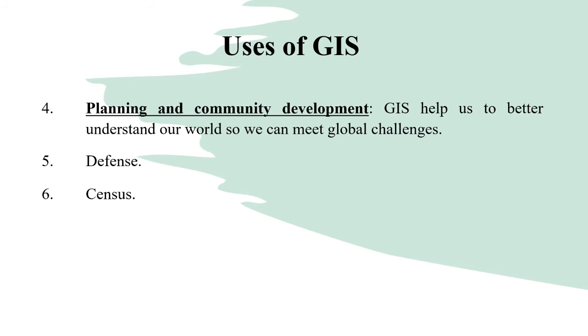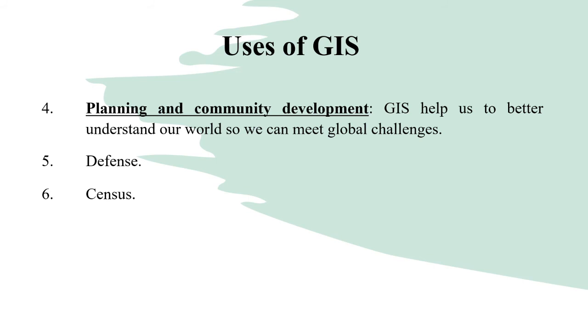I think this is a little of what we have here for GIS. As I've rightly said, let me quickly make a recap. GIS is used for agriculture, transportation, mapping, planning, community development, defense, and also to take census.